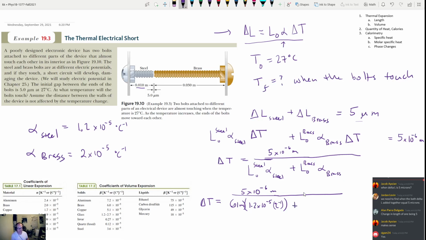Alright. Plus, initial for the brass was 0.03. And alpha brass was, and then we just plug those in. Can you all tell me what you get if you work that out?